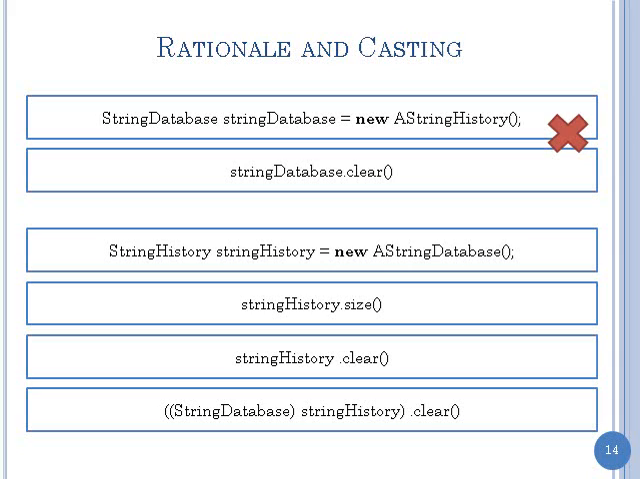I was just going to say, the dot clear method, is that in the string database? Yes, it's in the interface string database. So I declared this variable to be a string, so clear is in string database. This variable is declared to be of type string history. Clear is not in string history. I should not be able to call clear for that reason, right? But I got assigned a string database.